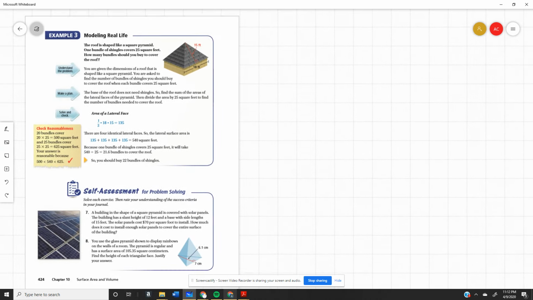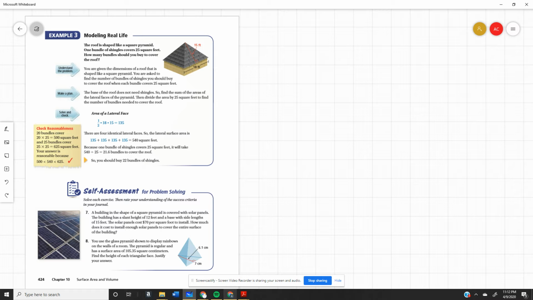All right, example 3, modeling real life, which means we're almost done. Hooray! It says the roof is shaped like a square pyramid. One bundle of shingles covers 25 square feet. How many bundles do you need to buy to cover the roof? Now let's think about this. If I am covering the roof, do I cover the base of the roof? Think about it for a minute. If I'm covering the roof in shingles, am I covering just the sides of the roof, or do I cover the top of the roof, which is actually the bottom of the ceiling too?